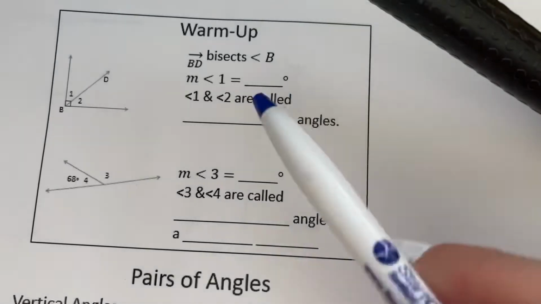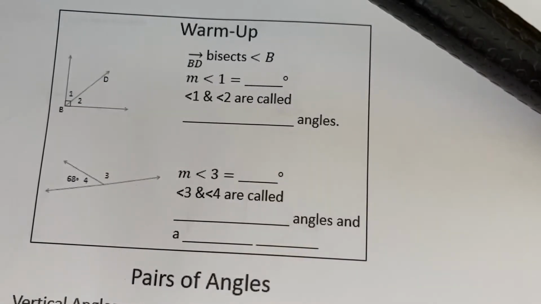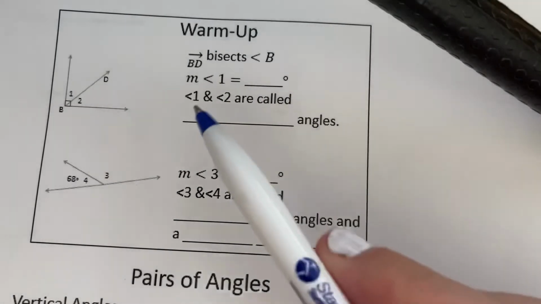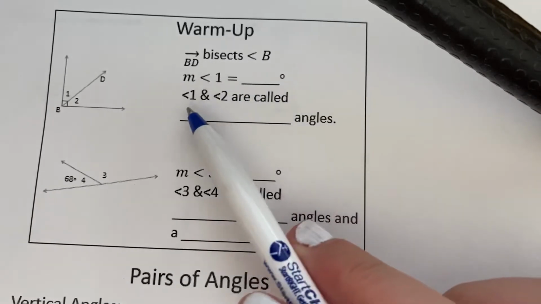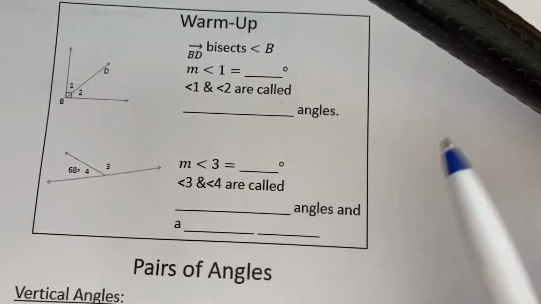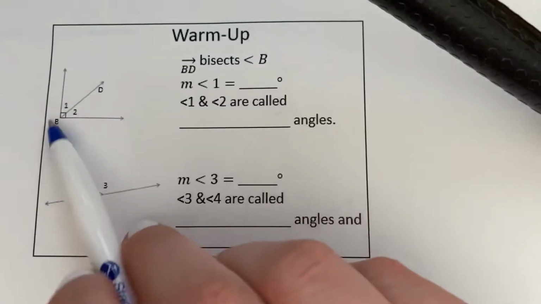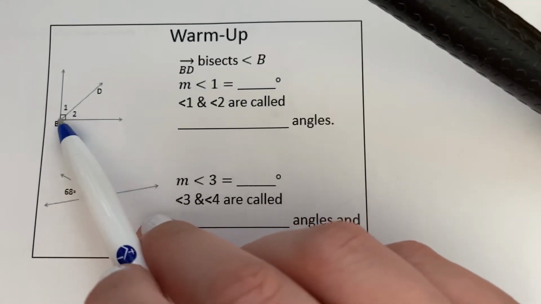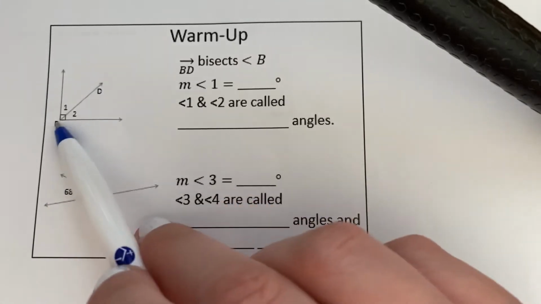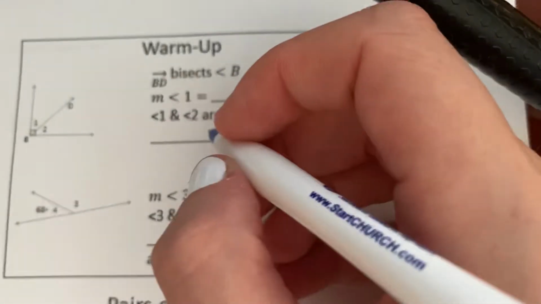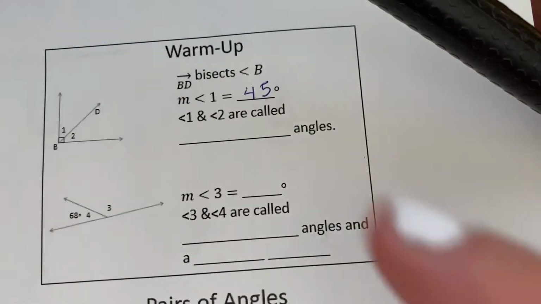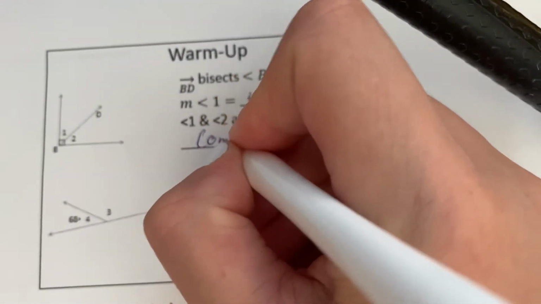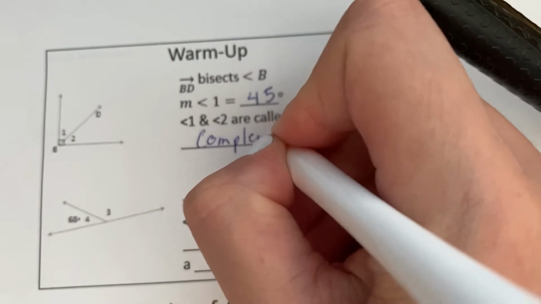All right, so it says BD bisects angle B, okay? Find the measure of angle 1. The measure of angle 1 and angle 2 are called blank angles. So the measure of angle 1, it's kind of tricky. This is 90 degrees. This is bisecting these 90 degrees. That means it's got to be 45. It's cutting it in half. So 45 degrees is the measure of angle 1. And these are complementary angles. Okay, remember complementary.